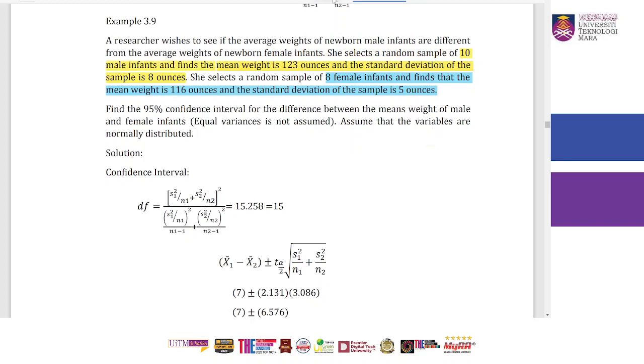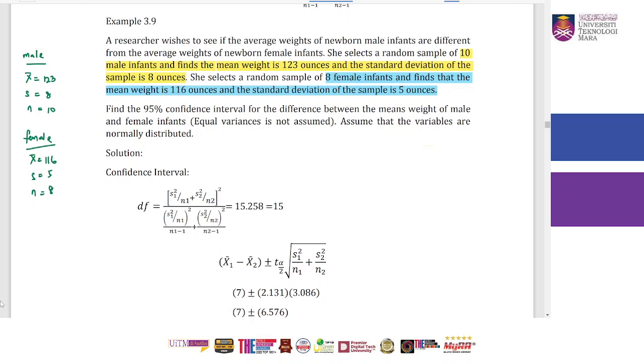Okay. So basically from here you get for male, X bar equal to 123, and then S equal to 8 and then N equal to 10. And then for female, you have X bar equal to 116 and then S is equal to 5 and N is equal to 8.